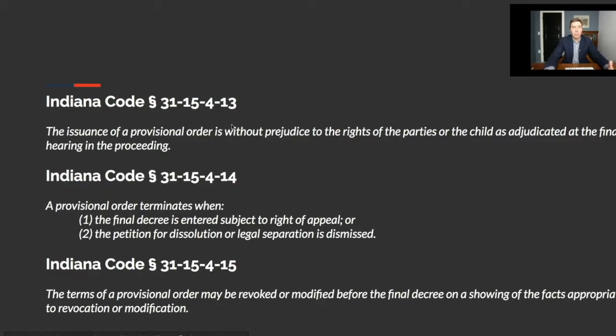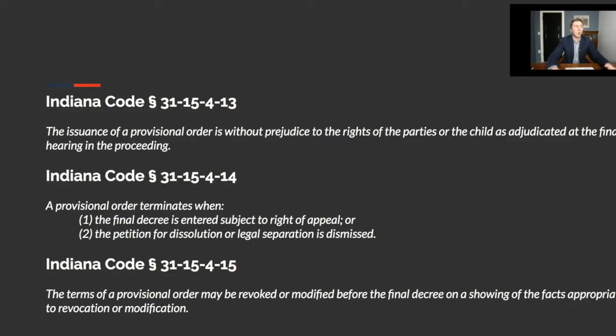The next thing that you would see in a lot of cases is the request for a provisional hearing. The provisional hearing, like I said, is the hearing at the outset of the case to determine what should happen with property, children, and any temporary issues where you may need the court's involvement to work things out. So the statutes here that I have on the screen, 31-15-4-13, 14, and 15, talk a little bit about what a provisional order is.